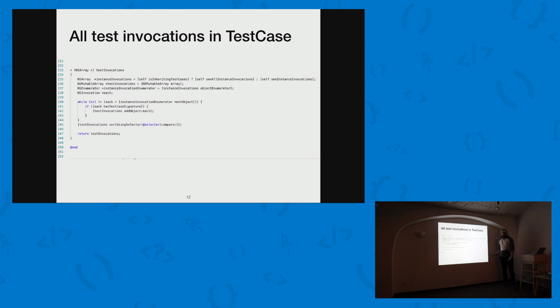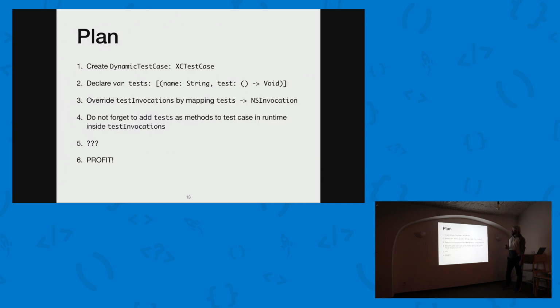So now you know how Xcode test works, yep? And we know what to do. We have a plan. We'll first create our subclass because we need it. We create some magic properties which we will override and then provide tests in runtime, map this test in some invocation, and important note, we need to not forget about adding them as methods to our class, otherwise it will not be working. Yep.